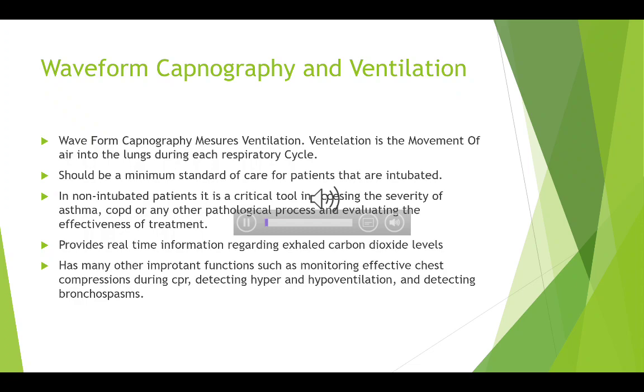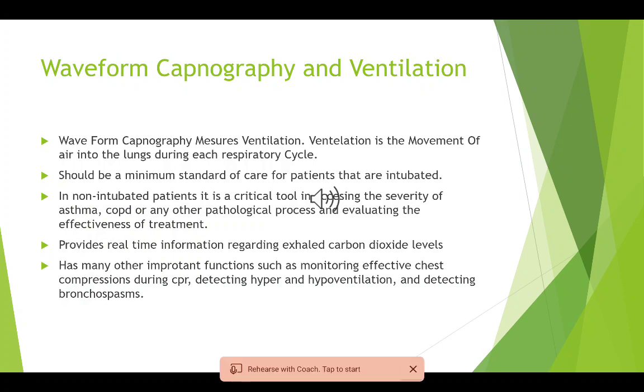Waveform capnography, it measures ventilation. Ventilation is movement of air in the lungs during each respiratory cycle versus respiration, which is on the capillary level, the exchange of oxygen and CO2. In all patients, especially patients that are intubated, it should be a standard level of care.